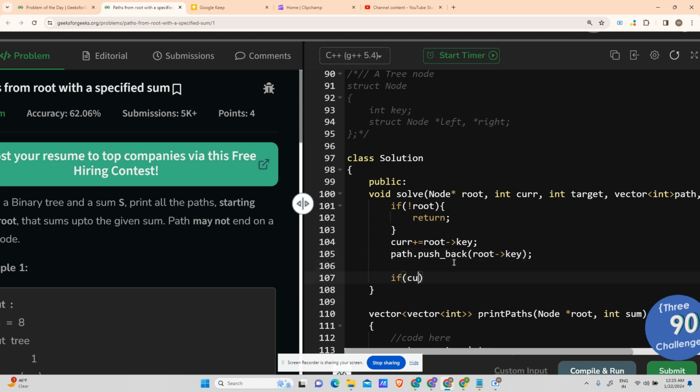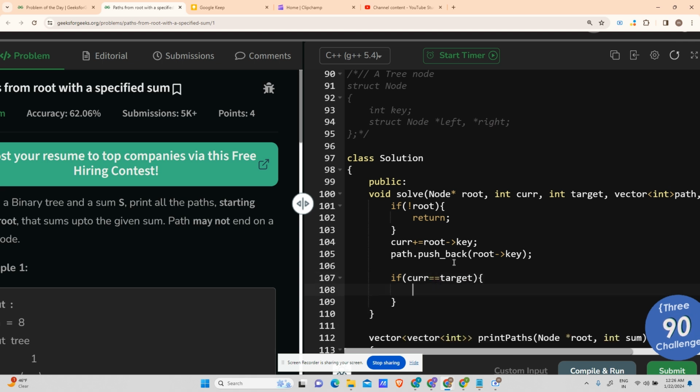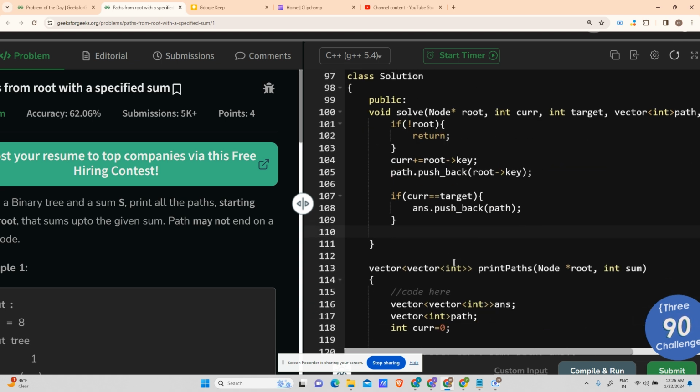Now the condition is that if my cur is equal to target, then I have achieved my first path, or my subsequent path. In that case, answer dot push back path. Correct? All right. But the story doesn't end here.